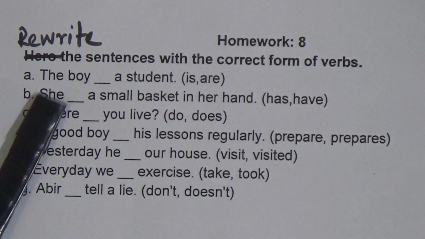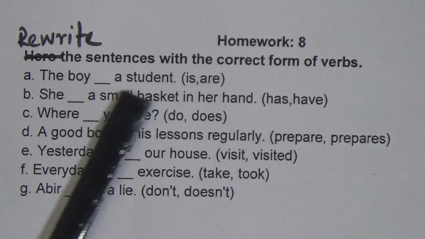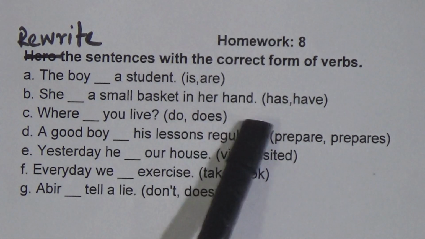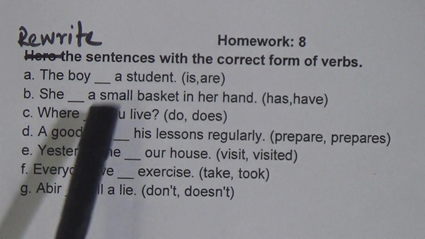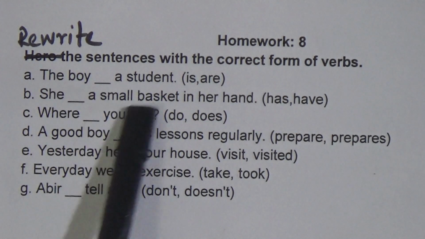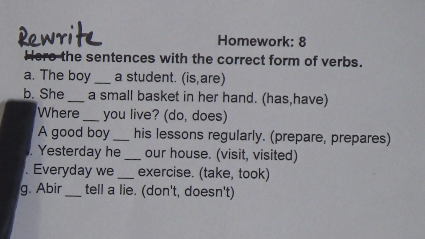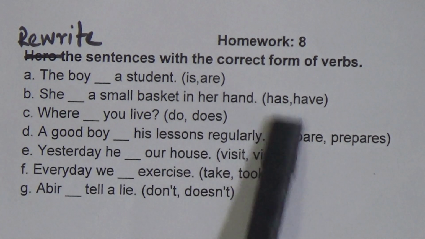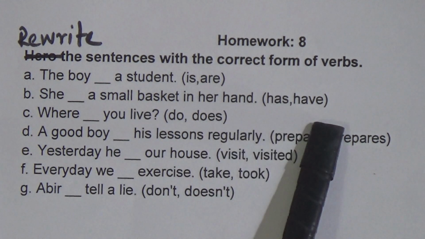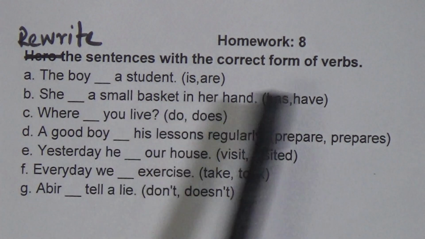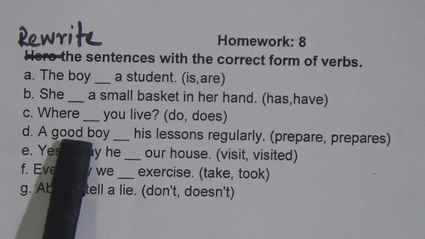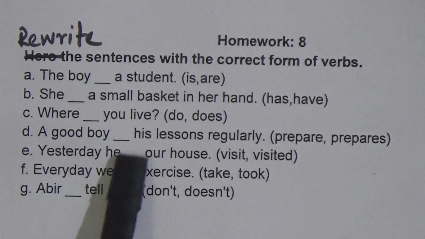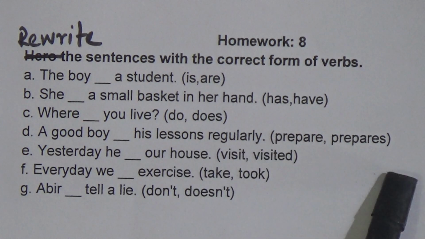Now look, number A, the boy dash a student, is or are. So we will choose the correct form of the verb, and then you will rewrite the full sentence. Number B, she dash a small basket in her hand. What will it be here, have or has? You will choose, and then you will write the full sentence. Number C, where dash you live, do or does. Number D, a good boy dash his lessons regularly, prepare or prepares.